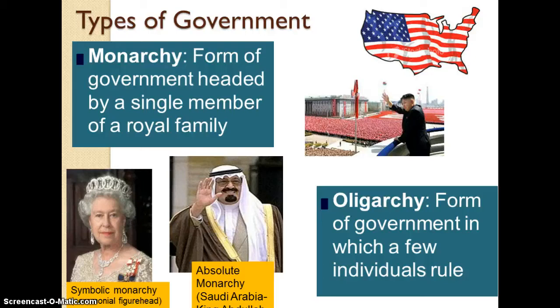So again, the next form, the fourth one, is totalitarian government. This is when the dictators have overwhelming control over people's lives. North Korea's Kim Jong-un is a great example of this. You could see him right here.